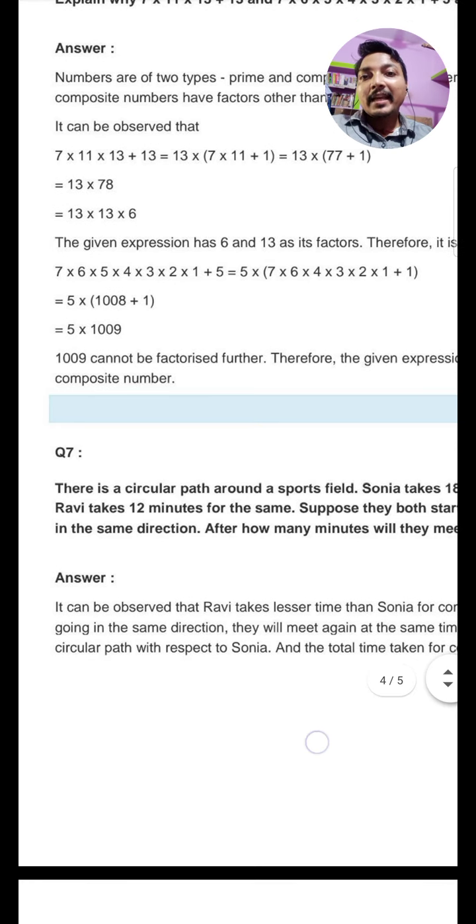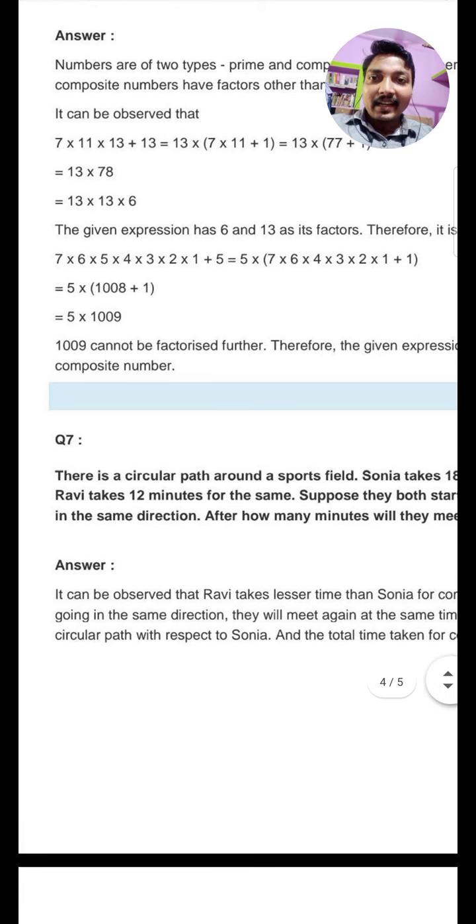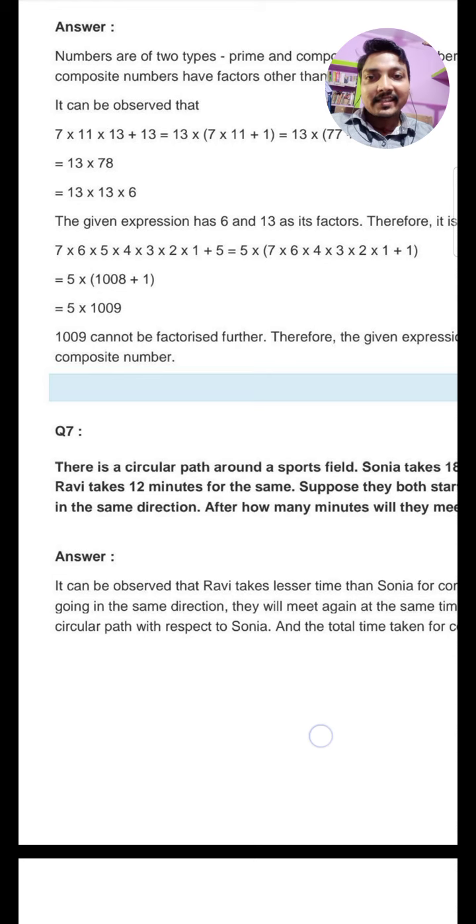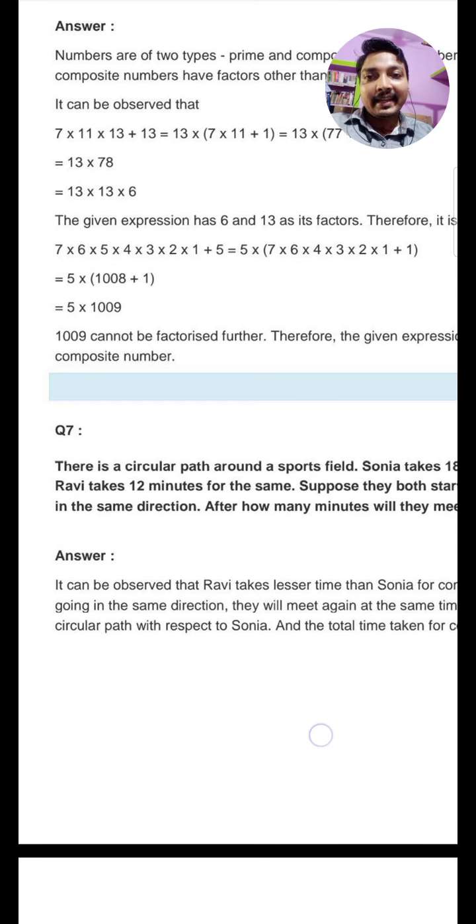Now the same expression can be expressed as 13 into 78. I always want to express it in the form of prime factorization. 13 is prime, but 78 is not prime. So 78 I once again factorized as 13 into 6. So the total expression is 13 into 13 into 6. The 6 can be factorized again as 2 into 3. So the total expression can be factorized as 13 into 13 into 2 into 3.